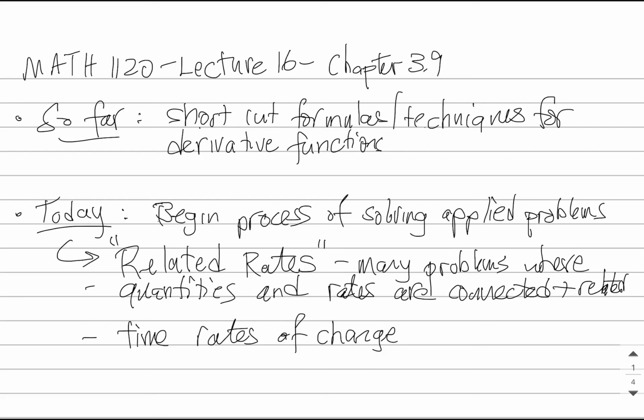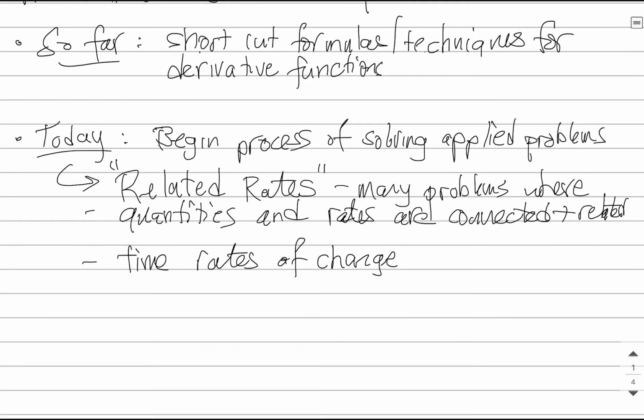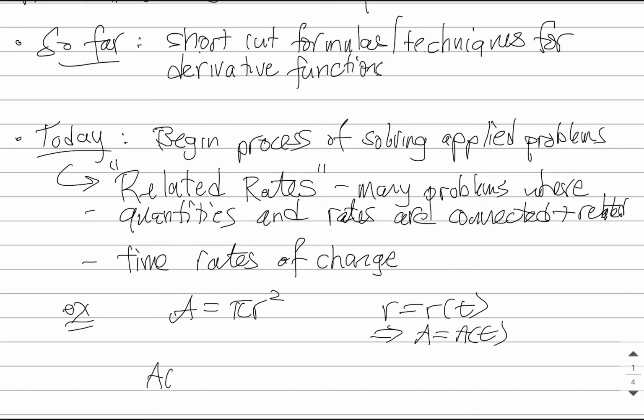Now, as a very simple example of what I'm saying by this, if we've got the area of a circle, the area of a circle is given by pi r squared. And if r is a function of time, so if the radius of the circle is getting larger, that means the area will also have to be a function of time. And so what we'll have is some sort of relationship like this.